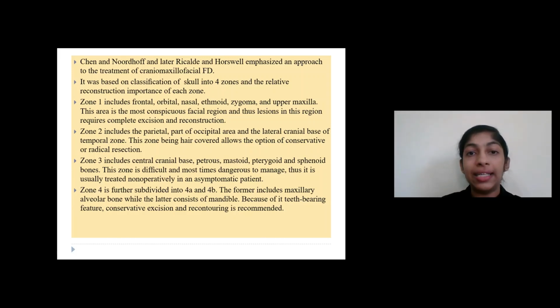Zone 2 includes parietal, part of the occipital area, and the lateral cranial base and temporal zone. This zone, being hair covered, allows the option of conservative or radical resection. Zone 3 includes central cranial base, petrous, mastoid, pterygoid, and sphenoid bones. This zone is difficult and most times dangerous to manage. Thus, it is usually treated non-operatively in an asymptomatic patient.